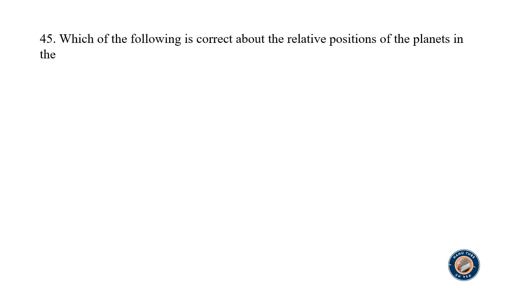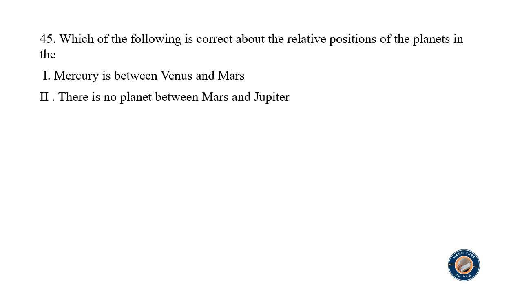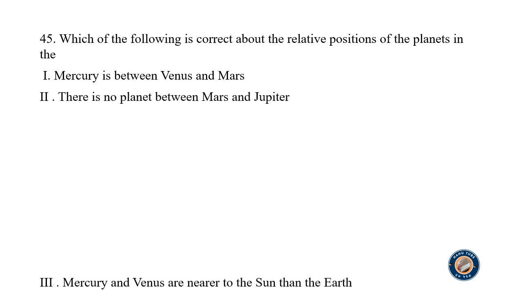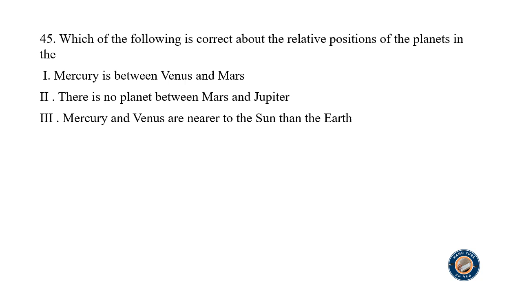Which of the following is correct about the relative positions of the planets? 1. Mercury is between Venus and Mars. 2. There is no planet between Mars and Jupiter. 3. Mercury and Venus are nearer to the Sun than the Earth. A. 2 and 3. B. 1 and 3. C. 1 and 2. D. 1, 2 and 3.